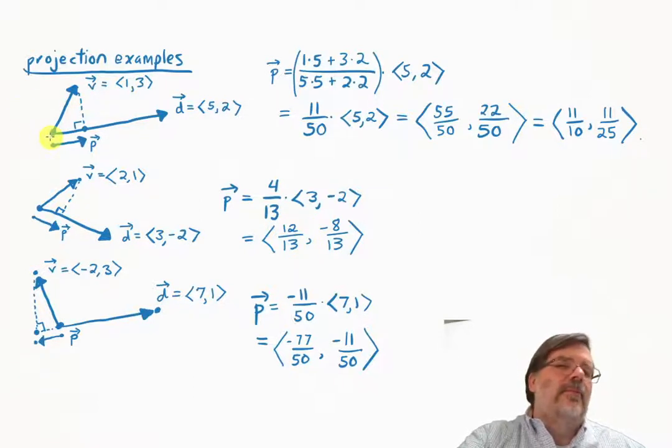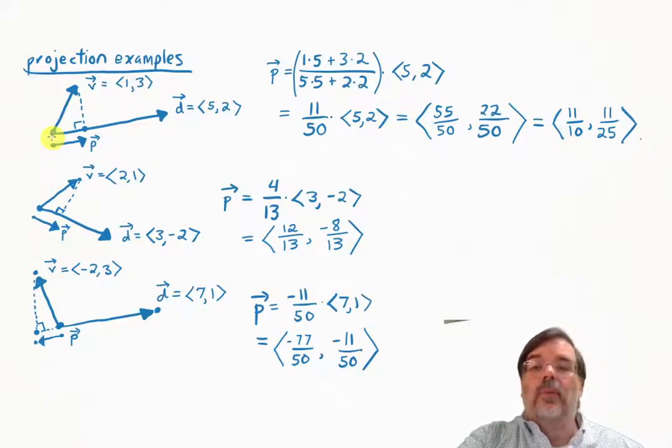These might look familiar. These are the same examples we just saw when we were calculating the component. So we're just taking one more step. A lot of the fractions will probably look familiar. So let's say we have the vector v, that's equal to 1, 3. We want to project that onto the vector d, which is 5, 2.